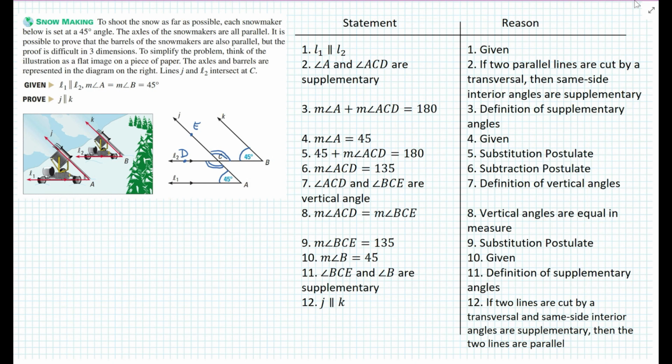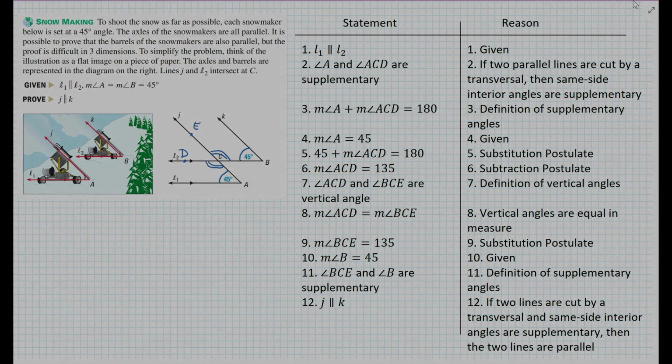And to prove that line J is parallel to line K, we simply use the converse of the theorem that we developed today. If two lines are cut by a transversal and same side interior angles are supplementary, then the two lines are parallel. So that's basically it for this proof.